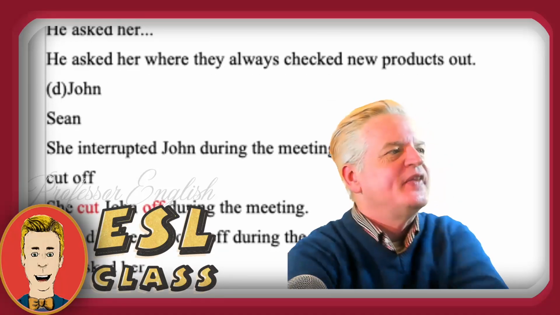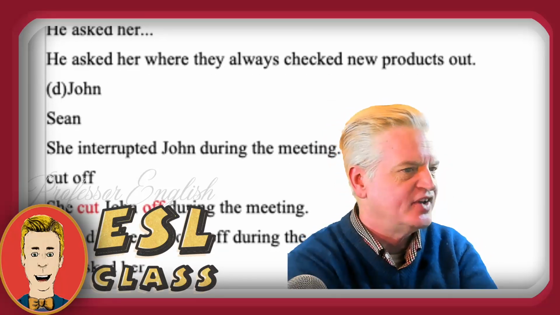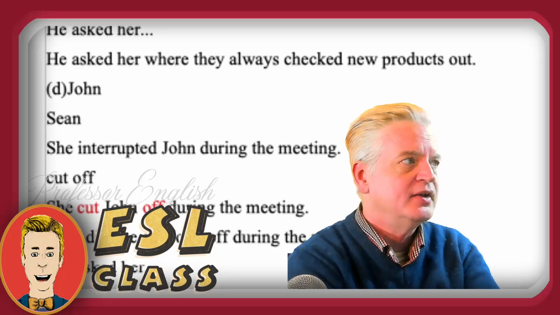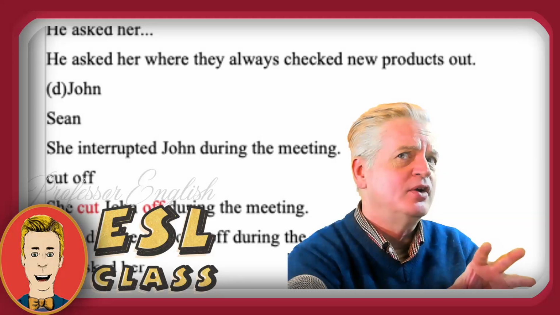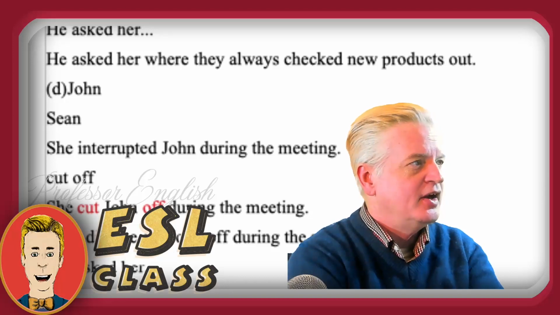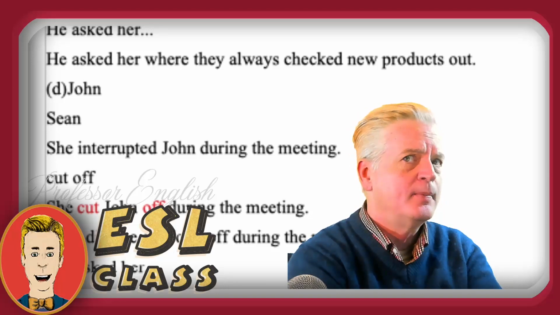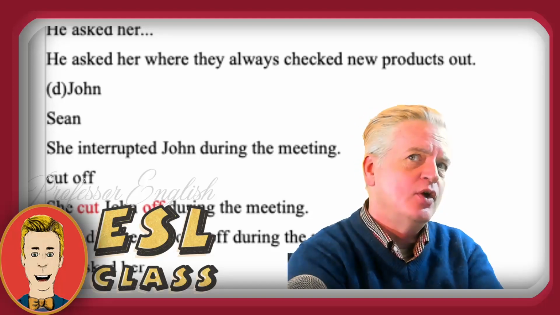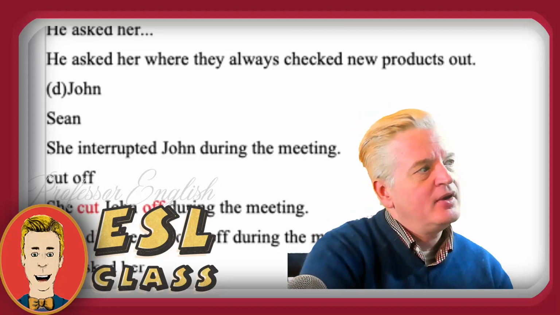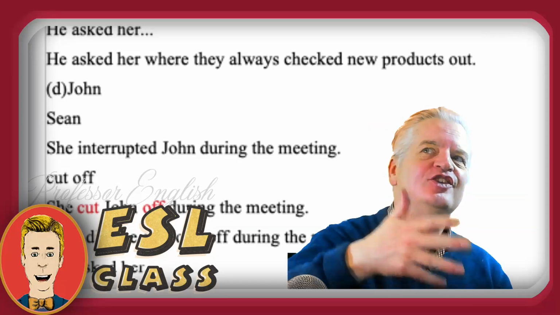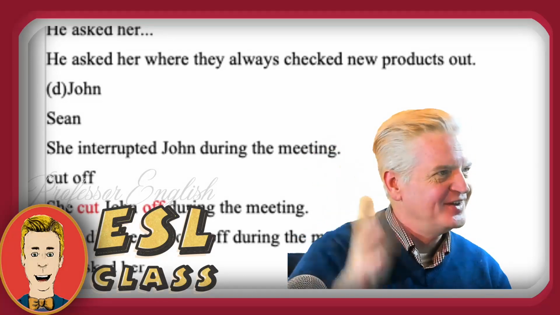Okay. So we have, he asked her where they always checked new products out. Now the person I was doing this class with is from South America, the southern part, Uruguay and Argentina, maybe Chile. This is a very common problem that they have trouble saying the J sound. So we were using the name John, but he couldn't say that. He was saying something like Jean, or Irish Sean, but definitely not John.